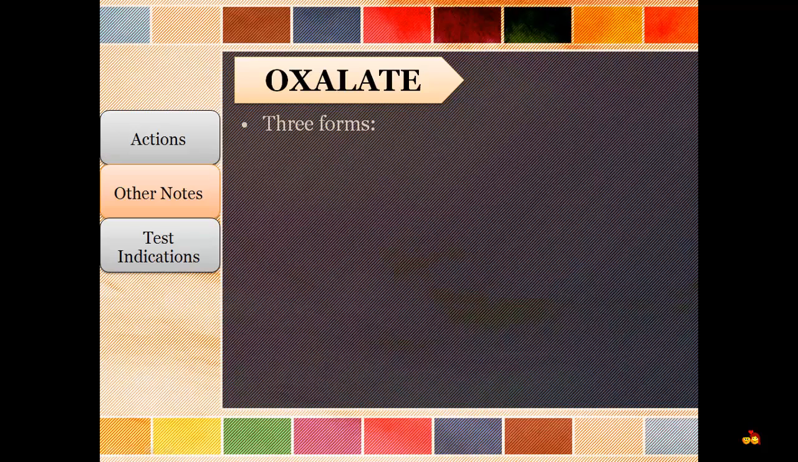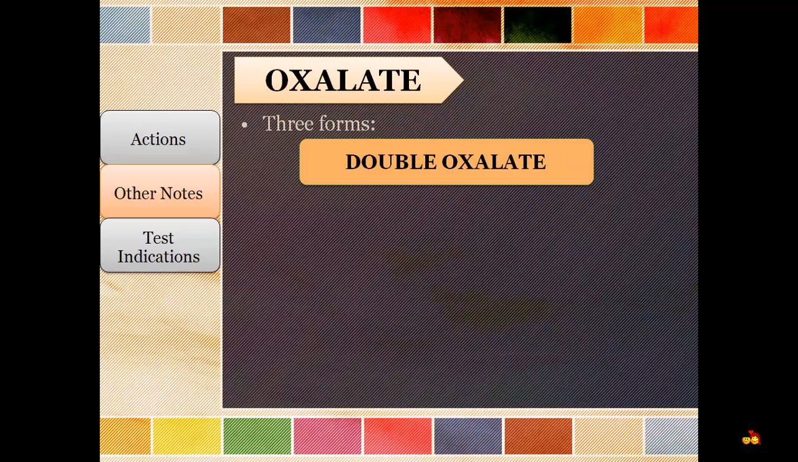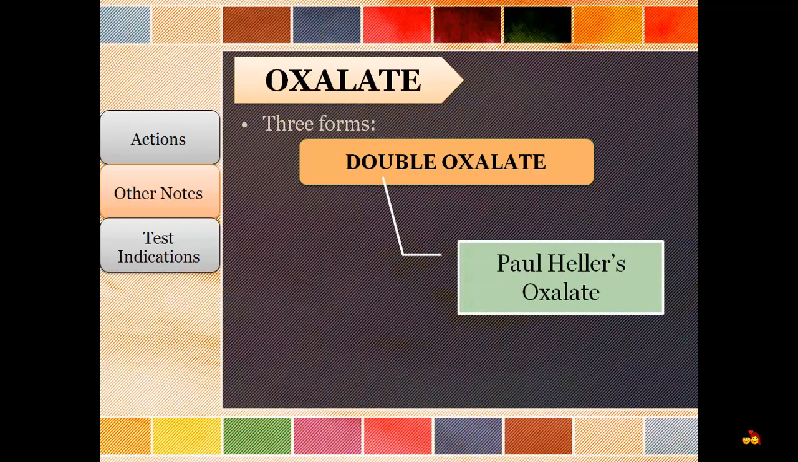And this third form of our oxalate is the solution to their problem regarding potassium oxalate and ammonium oxalate. And the third form of oxalate is what we call double oxalate. So, bakit siya tinawag na double oxalate? Double oxalate was discovered by Paul Heller. Kaya it was also named after him, Paul Heller's oxalate. Now, this double oxalate is a combination of ammonium and potassium.